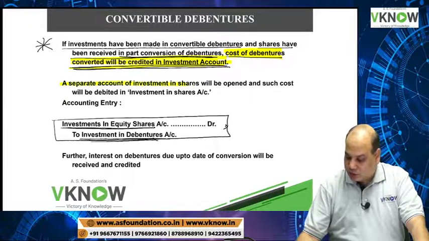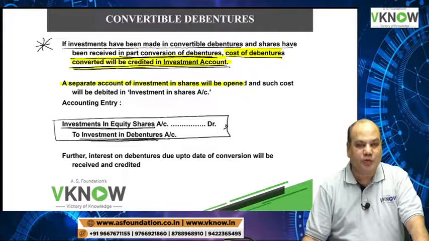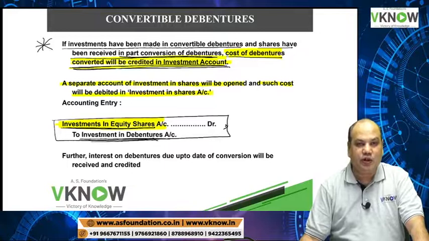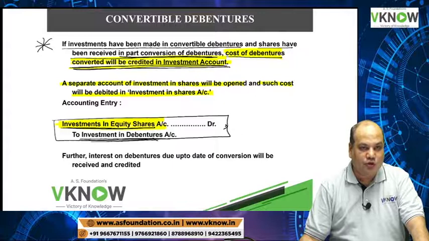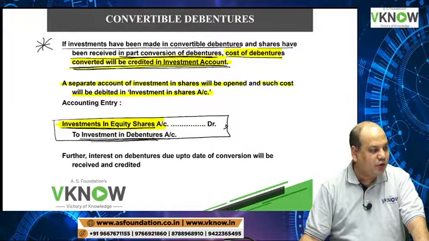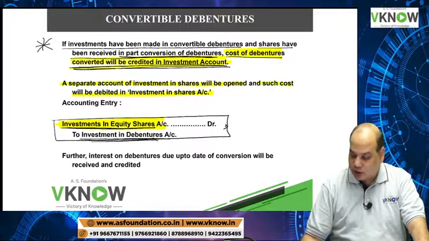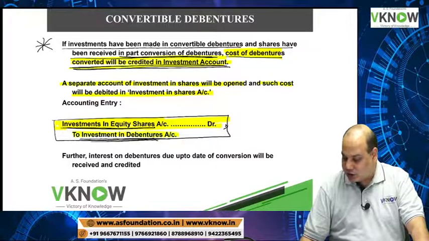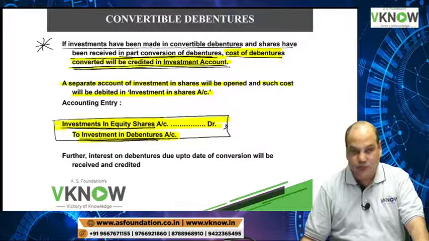A separate account of investment in shares will be opened. So you'll open an account called investment in equity share account, and such cost will be debited to investment in share account. We calculate the cost of debenture which got converted into shares, debit the investment in equity share account and credit the investment in debenture account.